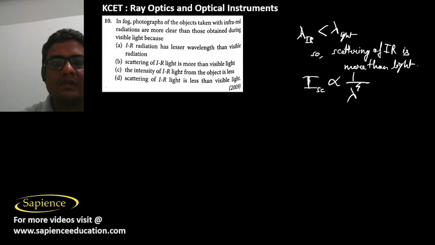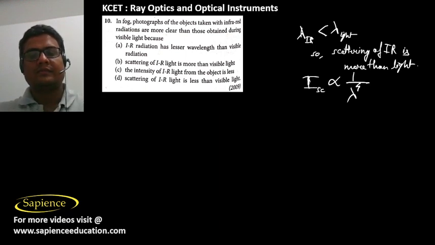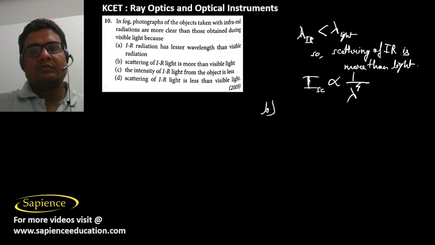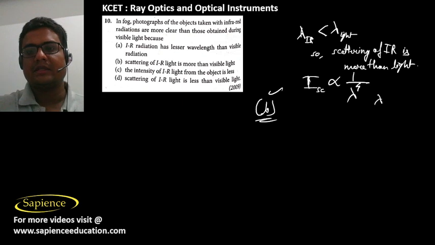So the scattering of infrared is more than that of visible light. So it means option B is the correct answer. It means that lesser is the wavelength, more is the intensity of scattering.